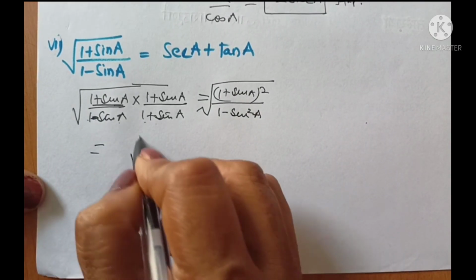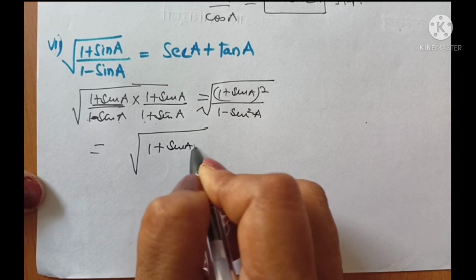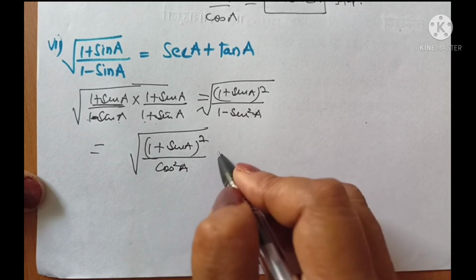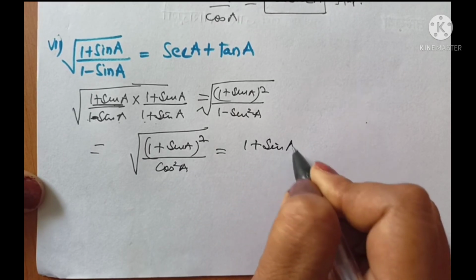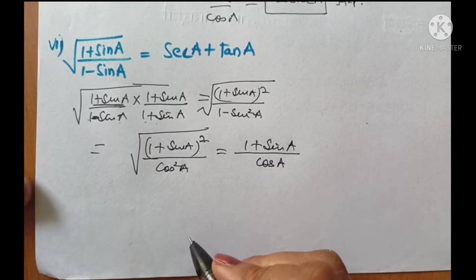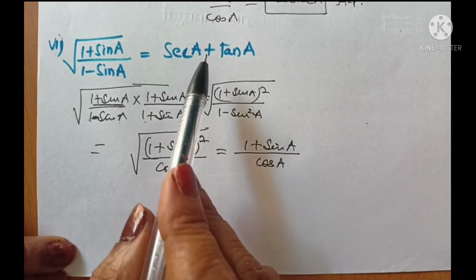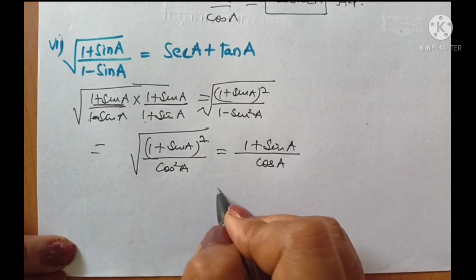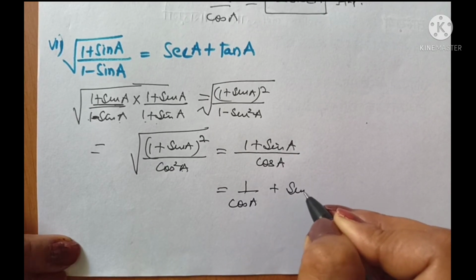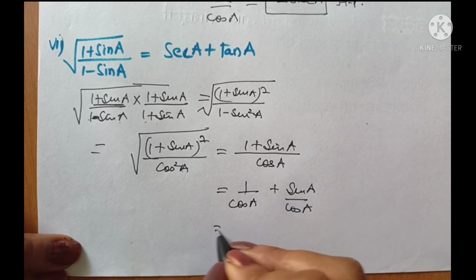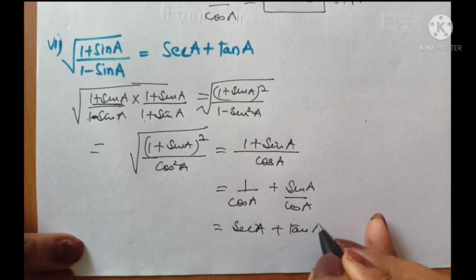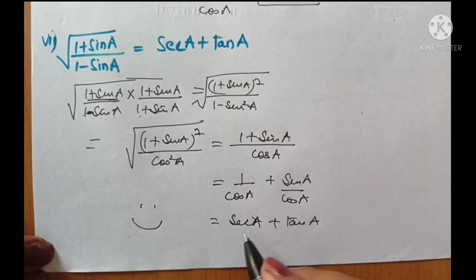Alright, and this gives you root 1 plus sin A whole square as it is upon cos square A. Now see, this is also square, so one term comes out, that is 1 plus sin A out of the root. Here also it is square, so 1 cos A comes out of the root. Now still our work is not complete. We have to prove it equal to secant A plus tan A. So again separate the denominator. I get 1 by cos A plus sin A by cos A. And we know that 1 by cos A is secant A and sin A by cos A is tan A. Voila, we are done. Alright, hence proved.